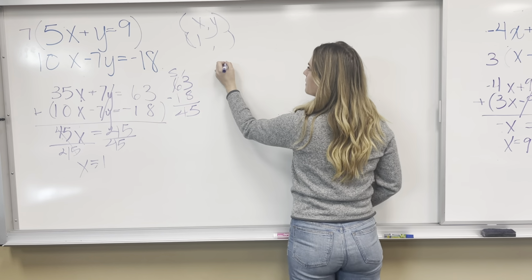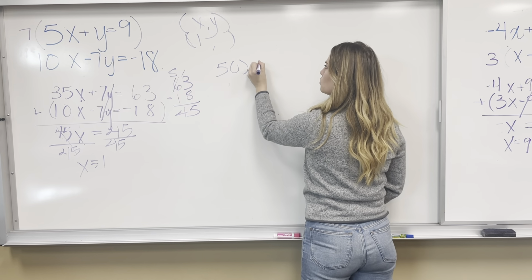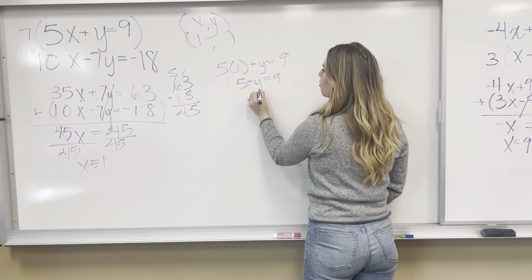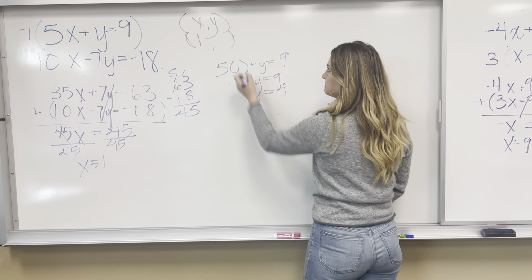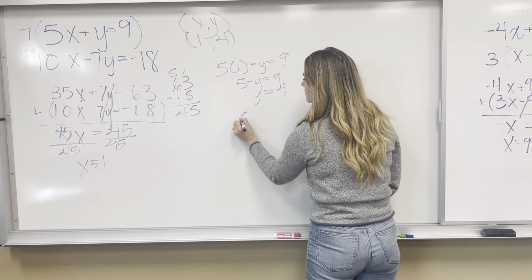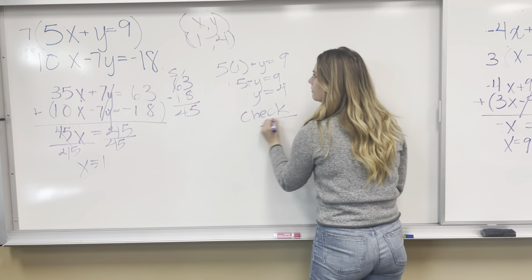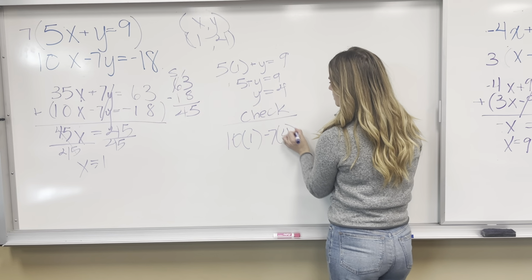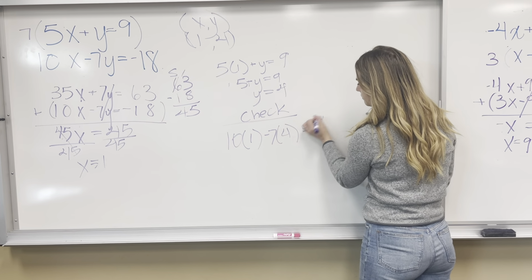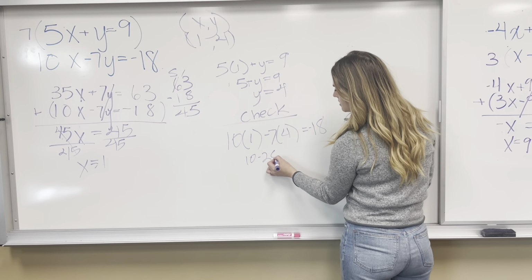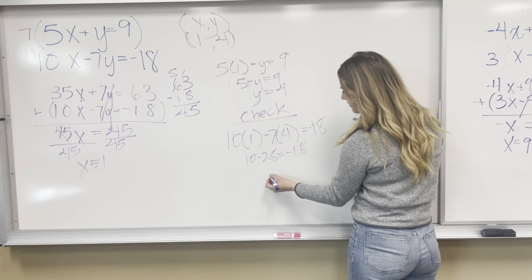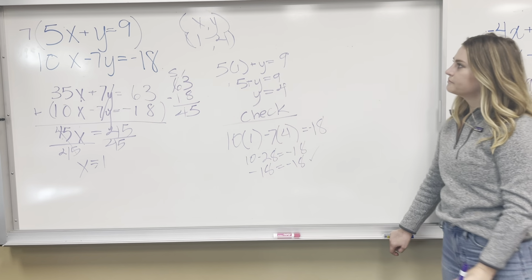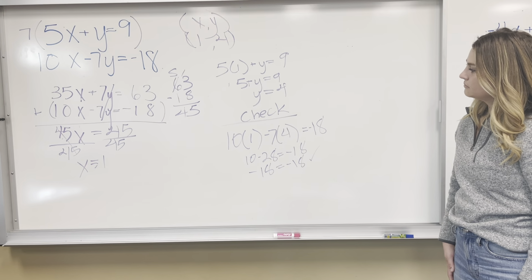I'll use the top equation. 5 times 1 plus y equals 9. 5 plus y equals 9. Y equals 4. And let's check in the bottom one. 10 times 1 minus 7 times 4 equals negative 18. 10 minus 28 equals negative 18. Perfect. Negative 18 equals negative 18. There you go.